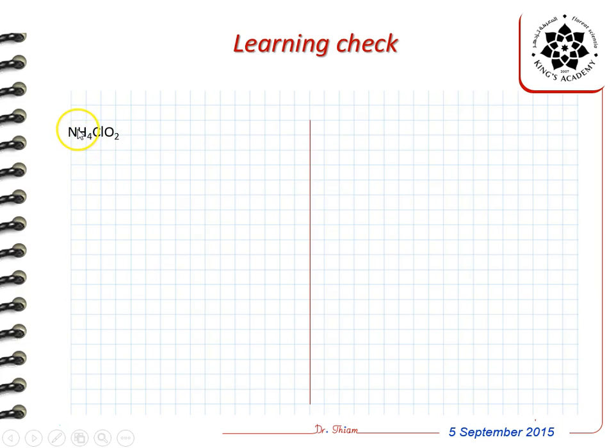Now I need to name the cation first and then name the anion. So let's go ahead and name the cation. We said first we have to ask ourselves, is it a cation or an anion? It's a cation. Is it monatomic or polyatomic? It's polyatomic, and we learned that there are only two polyatomic cations that we need to know, ammonium and hydronium. So this is ammonium. So that problem is solved so far. The first half is solved.